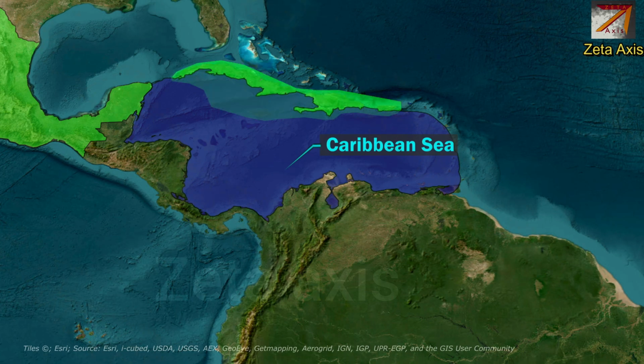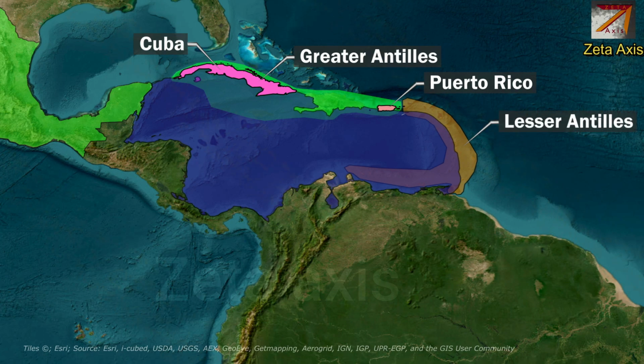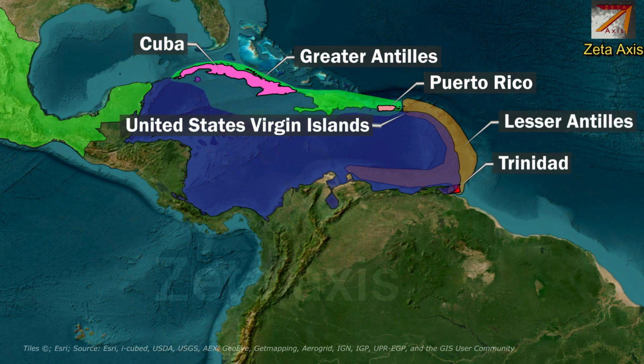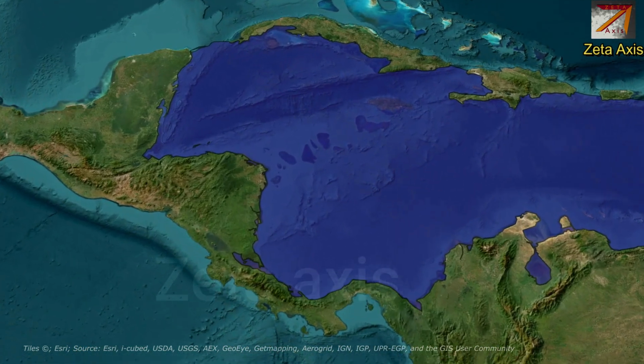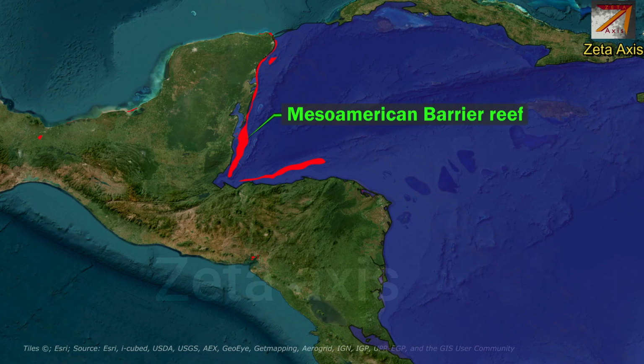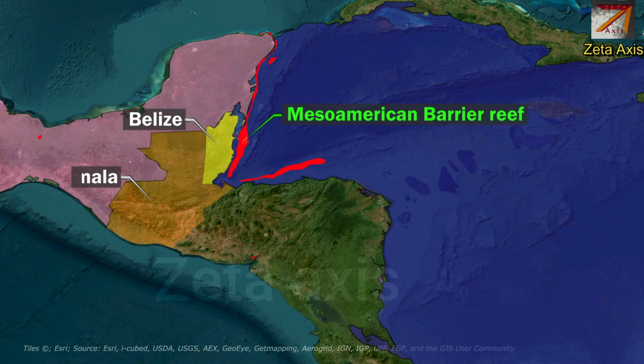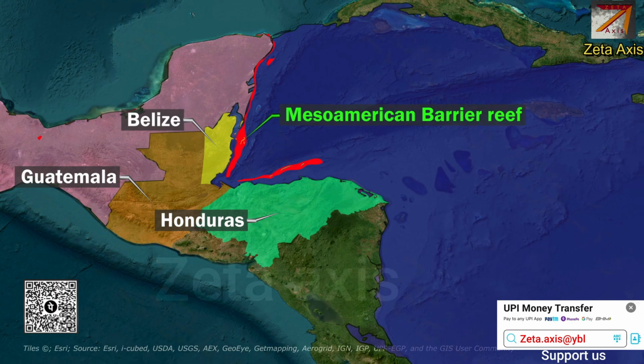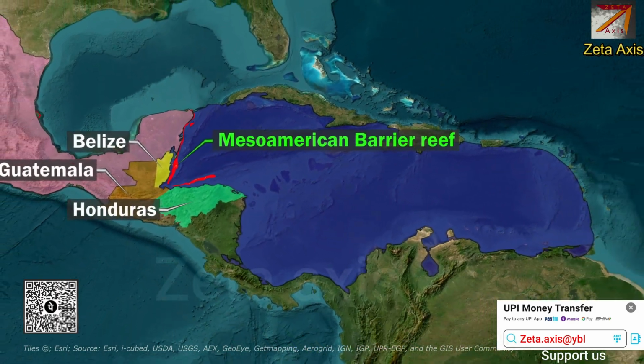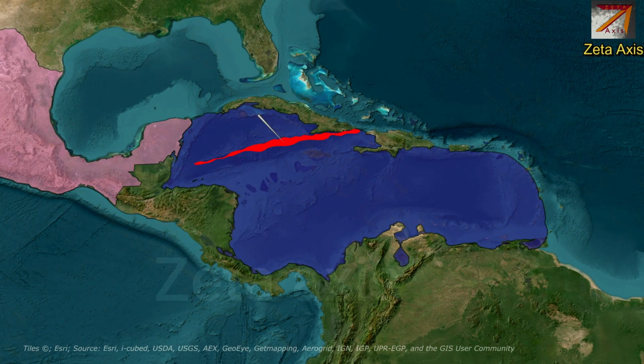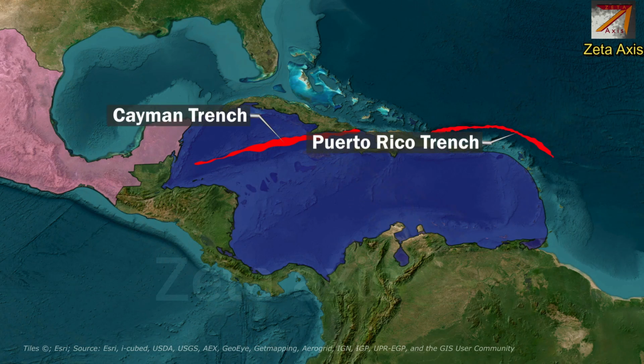The Caribbean Sea is bounded by the Greater Antilles to the north from Cuba to Puerto Rico, by Lesser Antilles in the east from Virgin Islands to Trinidad and Tobago, and by South America in south. The Caribbean Sea has the world's second largest barrier reef, which is called Mesoamerican Barrier Reef. It runs for 1,000 kilometers along the coast of Mexico, Belize, Guatemala, and Honduras coast. The Caribbean seafloor is also home to 2 oceanic trenches, the Cayman Trench and the Puerto Rico Trench. It puts the area at high risk of earthquakes.